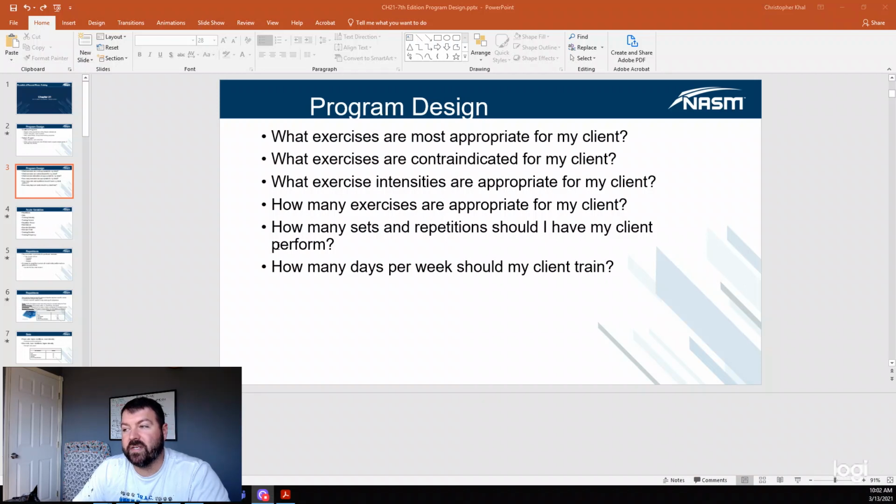It's like, what exercises are most appropriate for this client, group of individuals, whatever it is? And that could be, are they doing more sport specific or not? And then, what exercises are contraindicated for my client? So contraindicated is what should they not do? What exercise should they not do?